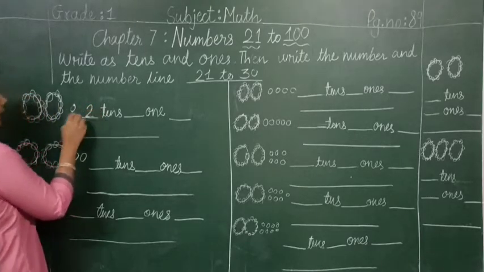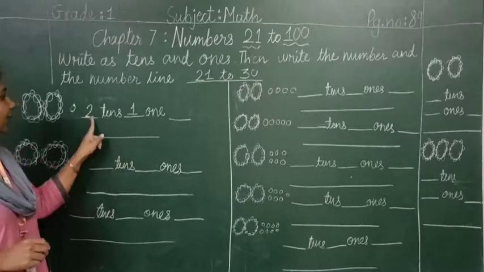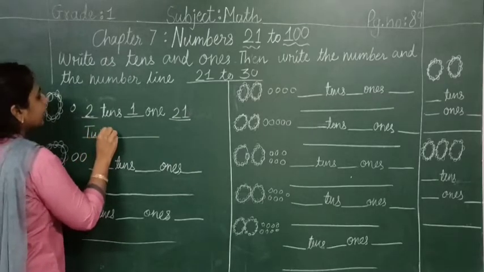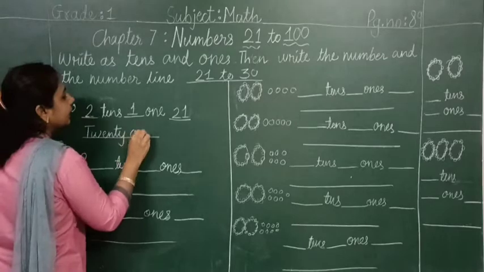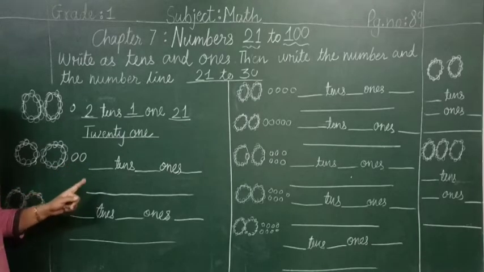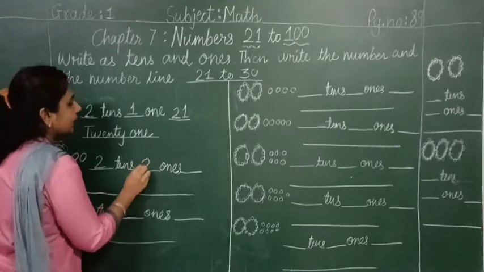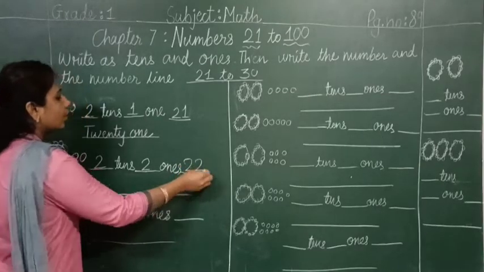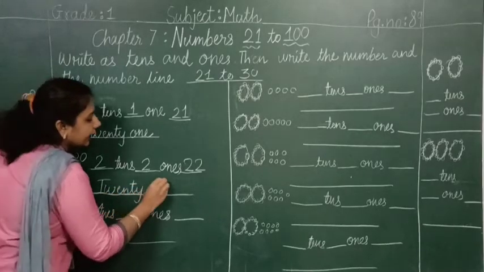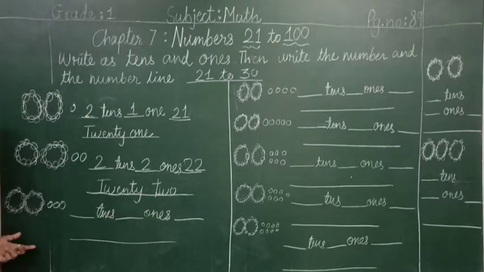So how will you write? 2 tens and 1 one. It makes 21. How will you write the spelling? T-W-E-N-T-Y, 20, O-N-E, 1. After that, 2 bunches, 2 tens plus how many ones? 1 and 2. So 2 tens and 2 ones make 22. And what is the spelling of 22? T-W-E-N-T-Y, 20, T-W-O, 22.